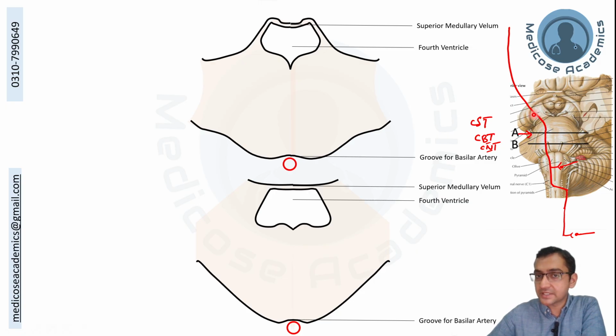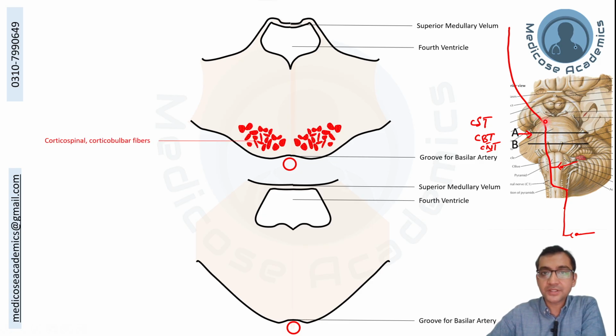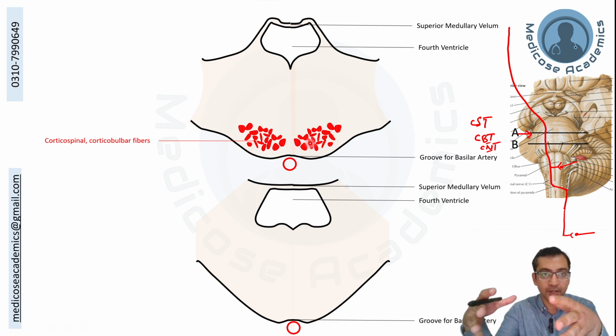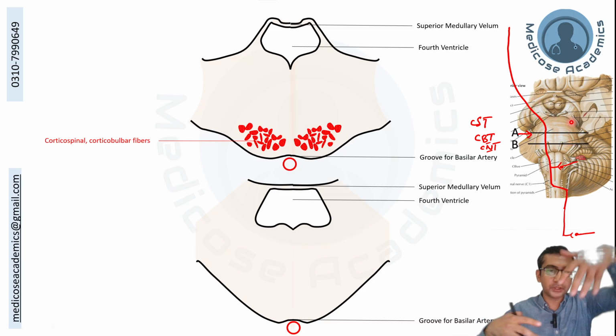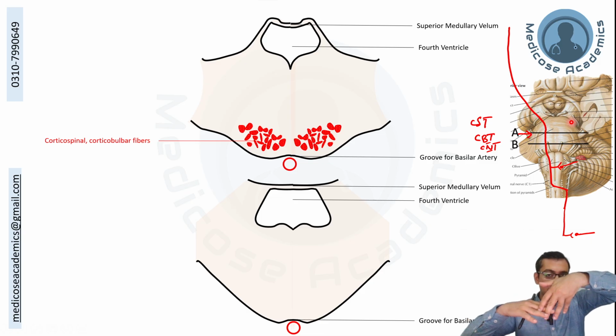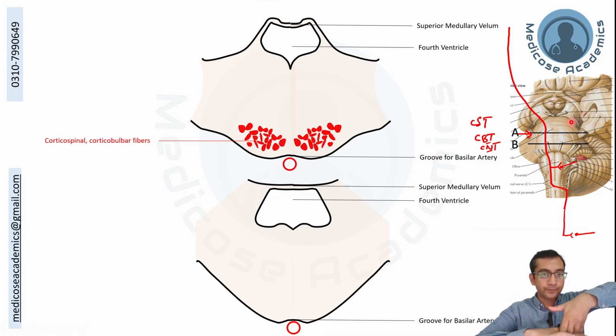In the midbrain, you will see them together in the crus. In the pons, you will not see them aggregated together. They are a little spread out, the corticonuclear fibers and corticobulbar fibers, because of these horizontally running fibers. These fibers are coming here and horizontal fibers are going like this. So they separate the corticospinal and corticobulbar fibers, this tract.